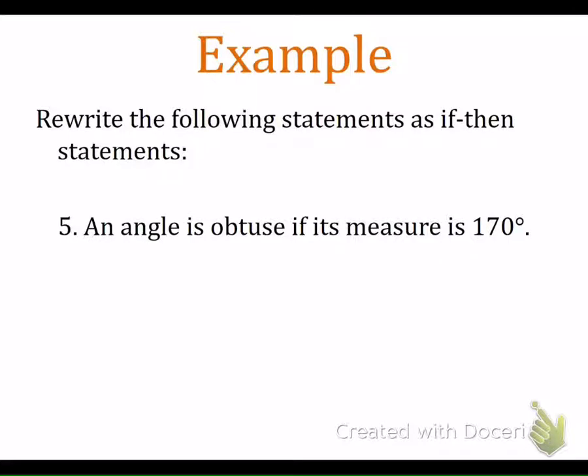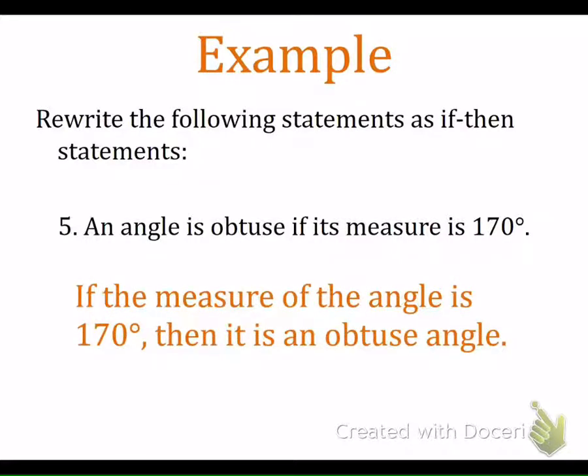All right, number 5. An angle is obtuse if its measure is 170 degrees. A few of you are saying the same thing. If the measure of an angle is 170 degrees, then it is an obtuse angle.